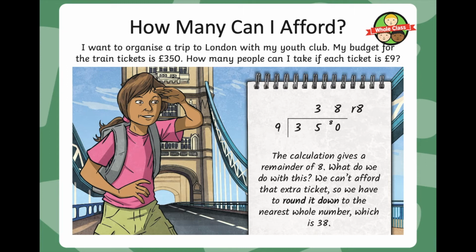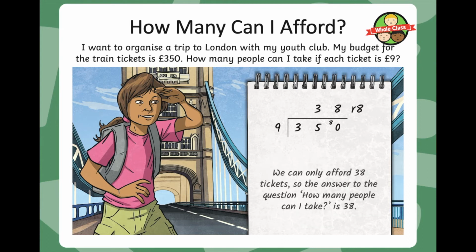So ordinarily, if we had 8 at the end of a number, we would round up. However, on this occasion, we're trying to figure out how many groups of 9 we can get out of 350, and we can only get enough tickets for 38 people. We've only got £8 remaining out of that £350, and £8 is less than £9, so it's not enough for another £9 ticket. I hope that makes sense. We can only afford 38 tickets, so the answer to the question, how many people can I take, is 38.